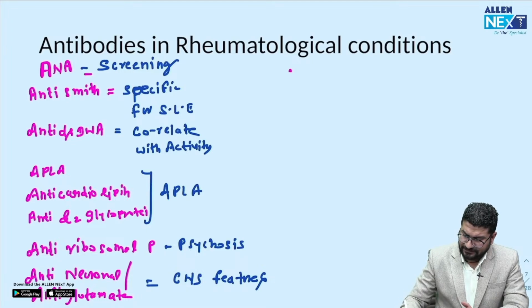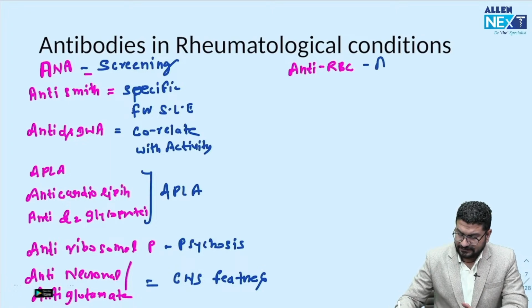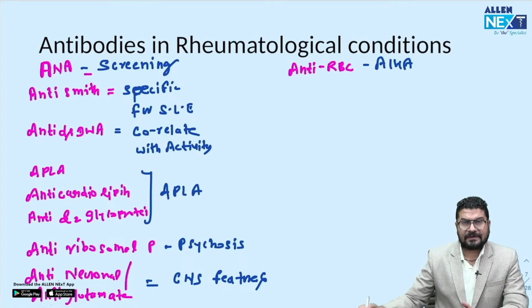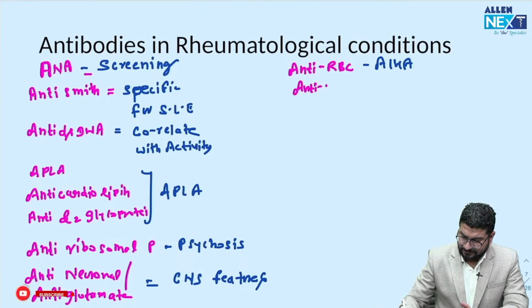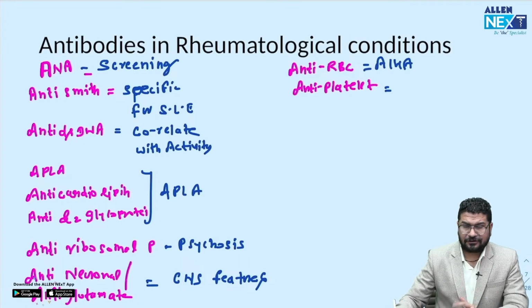Then in SLE we can develop antibodies against RBCs or erythrocytes. These will result in AIHA, autoimmune hemolytic anemia. We can have antibodies against platelets. This will cause thrombocytopenia, which is called ITP, immune thrombocytopenic purpura.